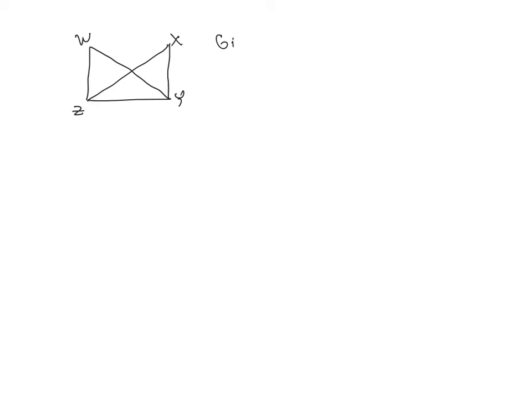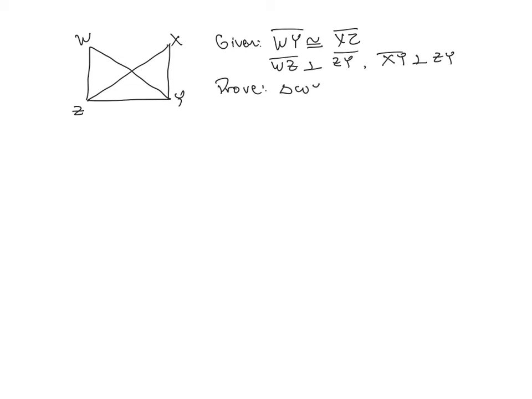Okay, so given WY is congruent to XZ, and WZ is perpendicular to ZY, and XY is perpendicular to ZY. Prove triangle WYZ is congruent to XZY.